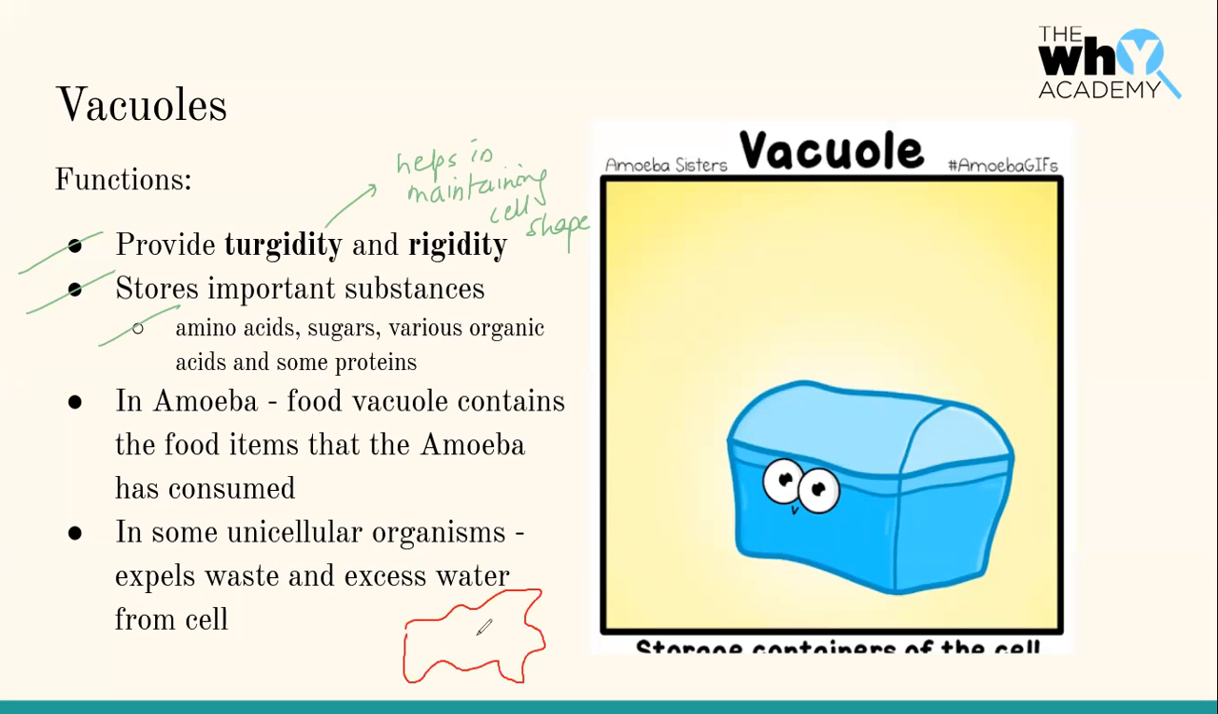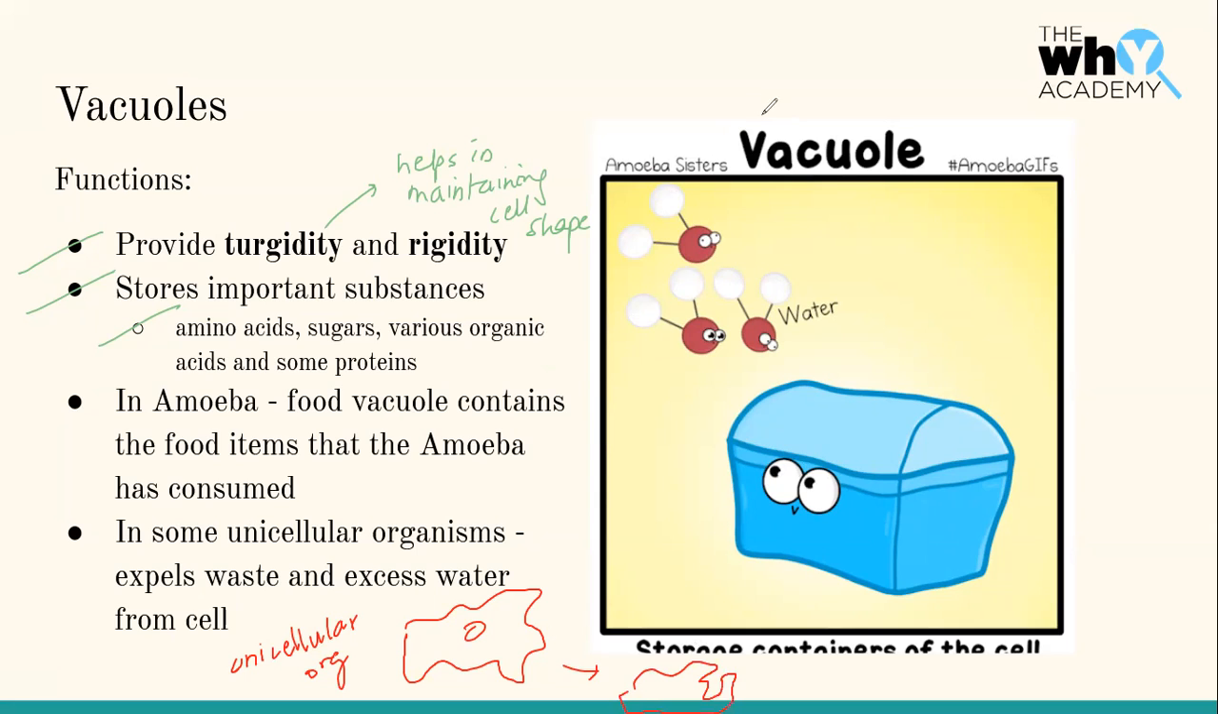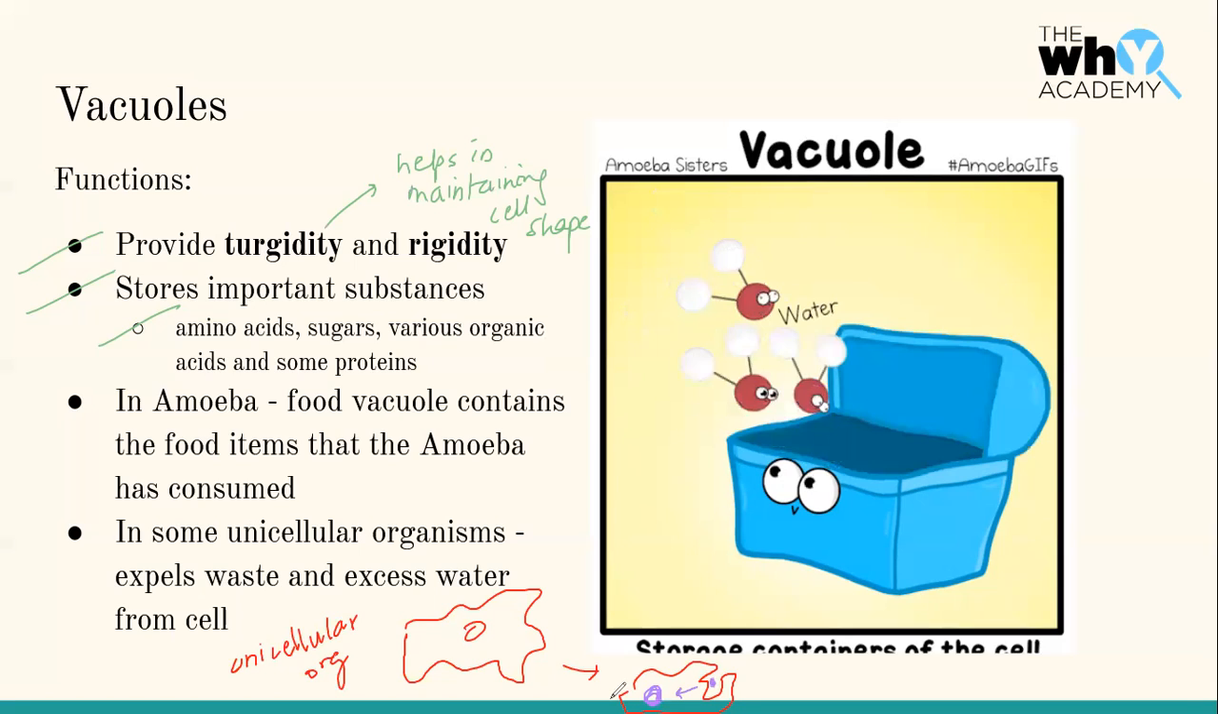It is shapeless and it is a single-celled organism, which is also called a unicellular organism. And how does it eat? It moves around like this, and wherever it sees food, it will make some sort of a vesicle kind of thing around it like this, take it up, and put that food in a food vacuole. That's what they're trying to say: that in amoeba, the food will be stored in the food vacuole.